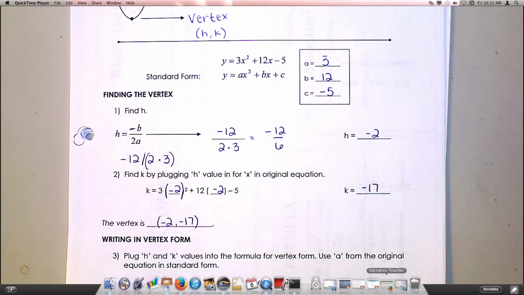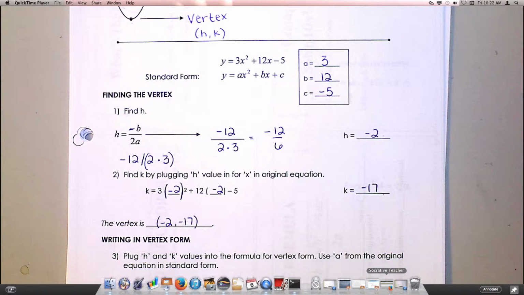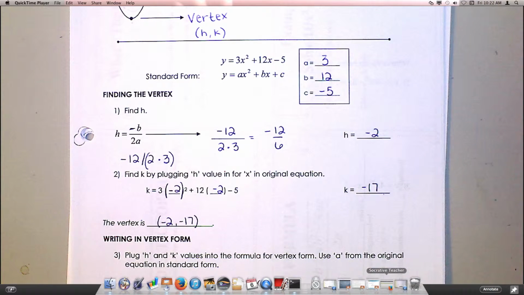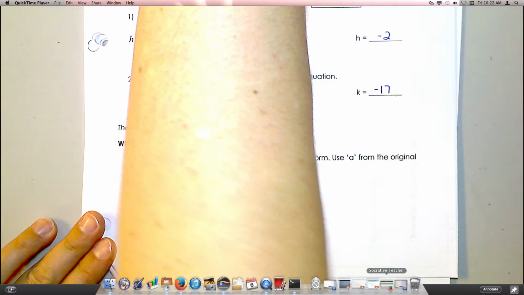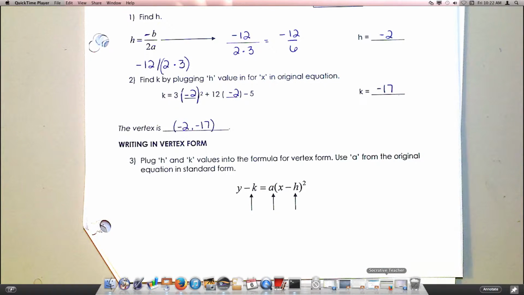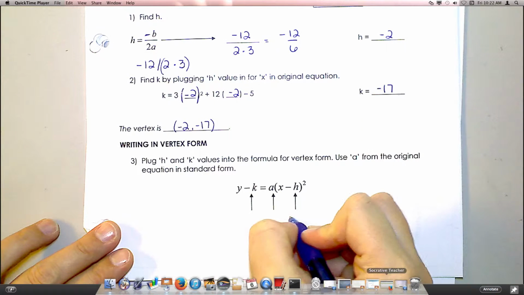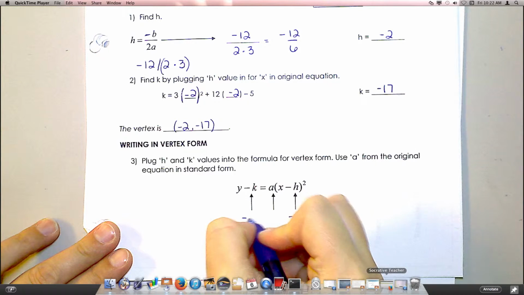Okay, so now I've got my h and my k and I've got my vertex. For some of the questions, you might be done right now. Some of the questions are just going to say, what is the vertex? Or they might ask you to go one step further and write in vertex form. Well, you already know vertex form. It's this. Okay, does that look familiar? And we just found h and k, right? So h is negative 2, k is negative 17.